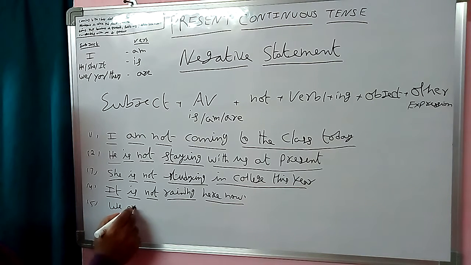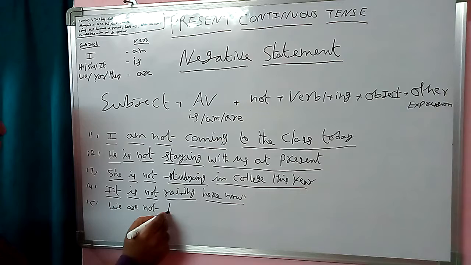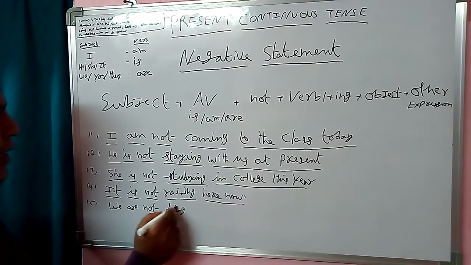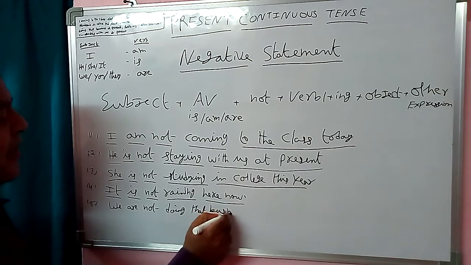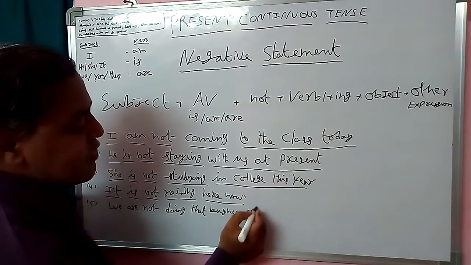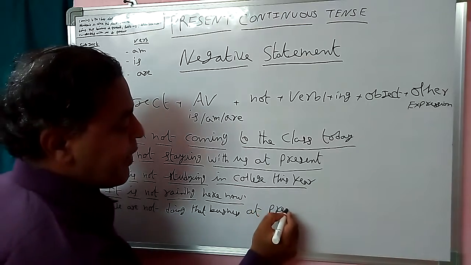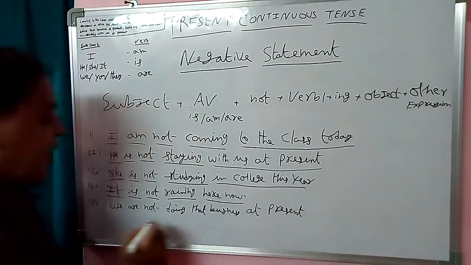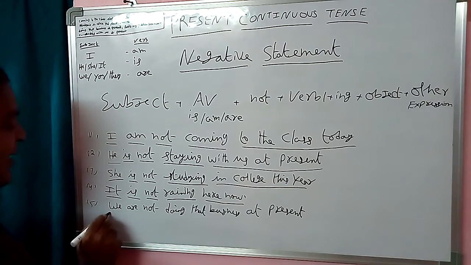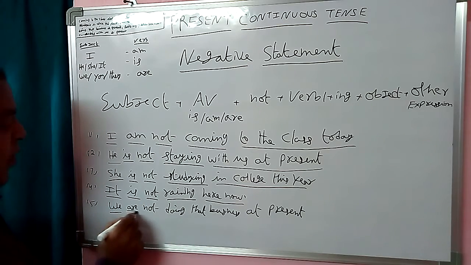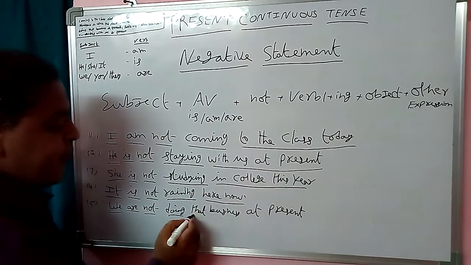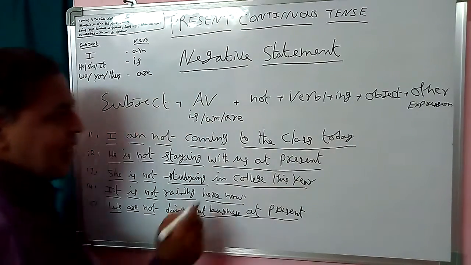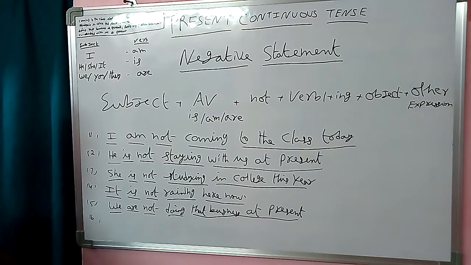We are not doing that business at present. We, subject, are, auxiliary verb, not, doing, verb 1 plus ing, that business at present, object and other expression. We are not doing that business at present.